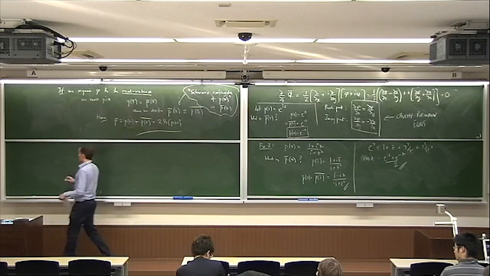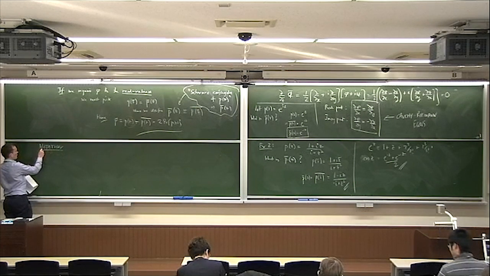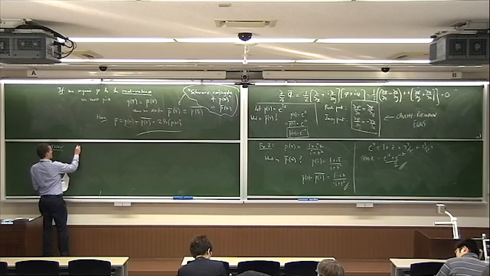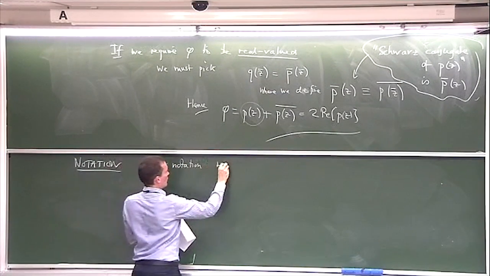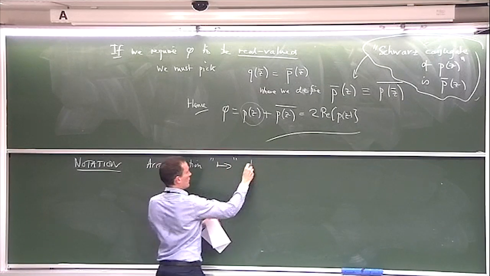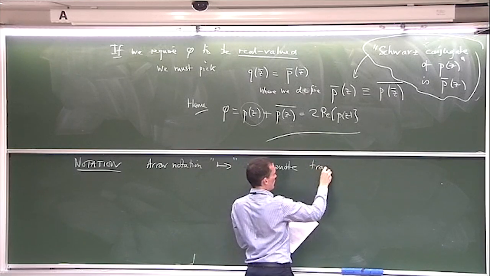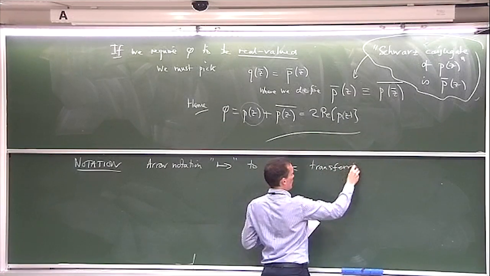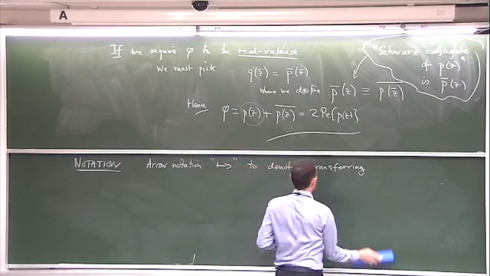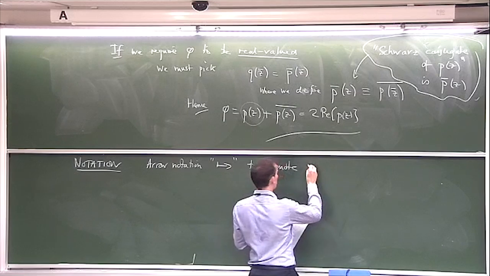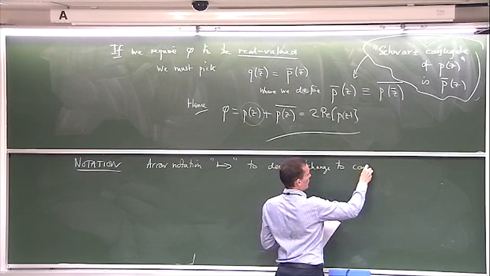Let me just give some notation here. We're going to use the arrow notation to denote transferring, to denote, let's say, the complex form of, change to complex form.